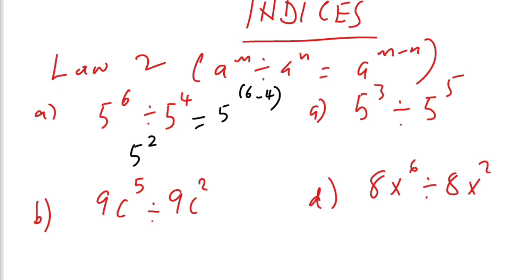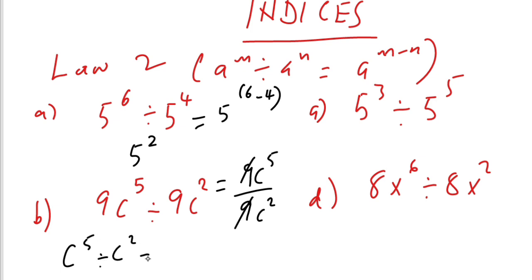So also, when you have a situation like this, we have 9c to the power of 5 divided by 9c to the power of 2. Remember that 9 divided by 9 cancels out. So you're left with c to the power of 5 divided by c to the power of 2, which is again the same thing, 5 minus 2. And at the end of the day, it gives you c to the power of 3.